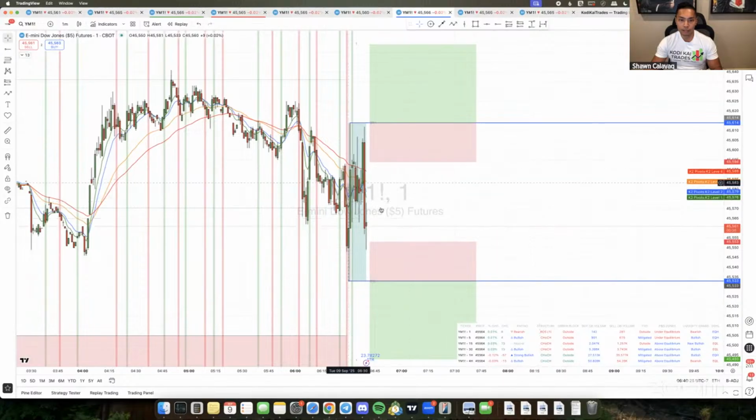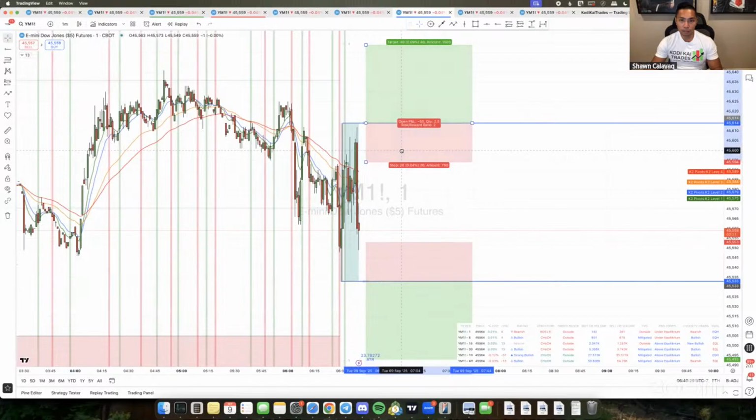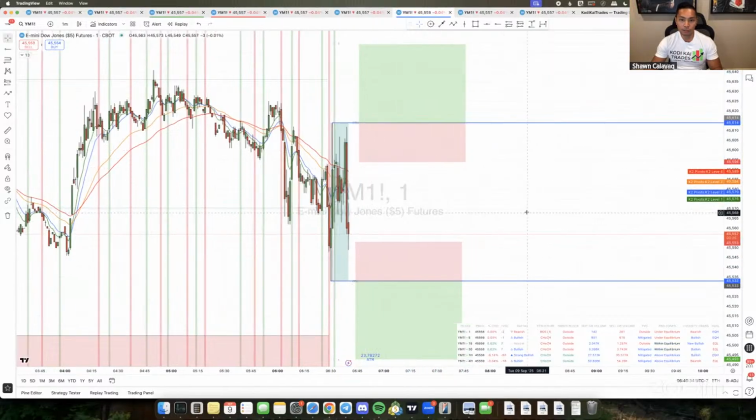All right, price is back in the middle of the range here. So if you guys are looking to take the ORB sell here, you guys are more than welcome to take the ORB sell. I'm not going to take the ORB sell. My overall bias right now is still pretty bullish.